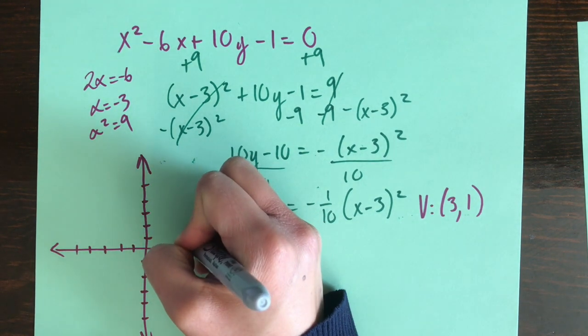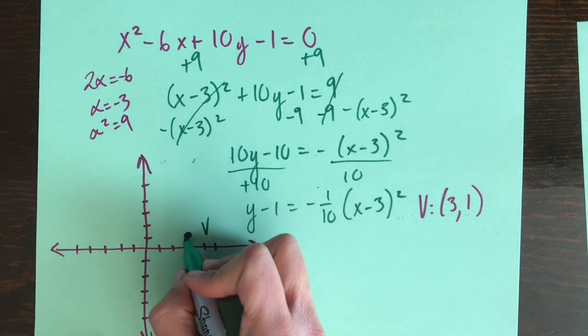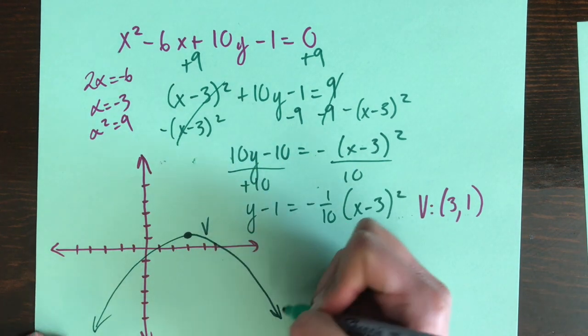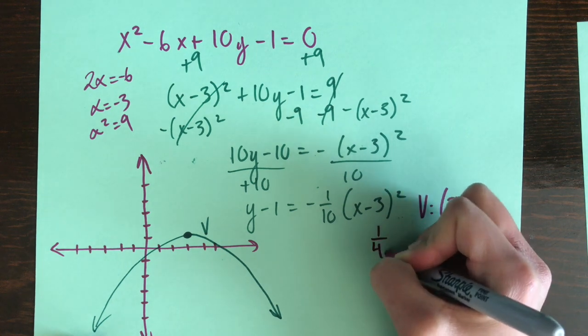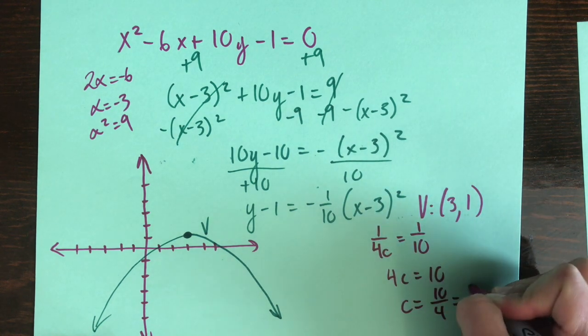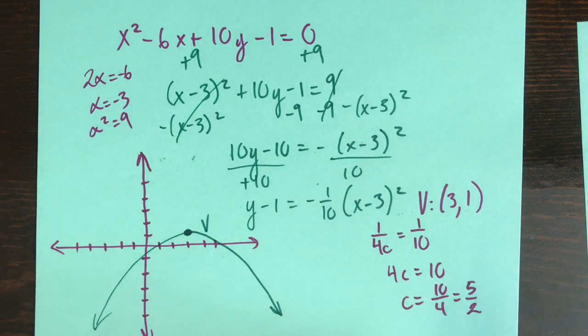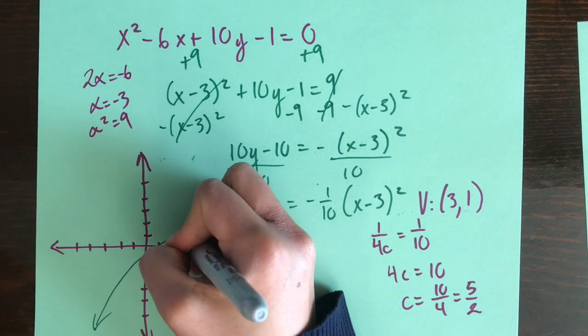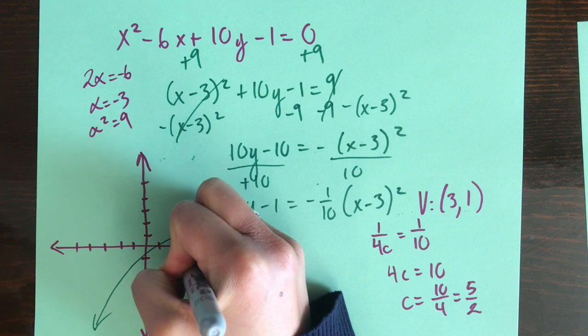Okay, now I know that this is an upside down parabola, and it's a regular vertical one because x is squared and not y. So I'm going to just quickly sketch that. It doesn't have to be accurate. And then I'm going to figure out what c is. 1 over 4c is equal to 1/10, which means 4c is equal to 10 when I cross multiply. Therefore, c is equal to 10 over 4, or 5 halves.